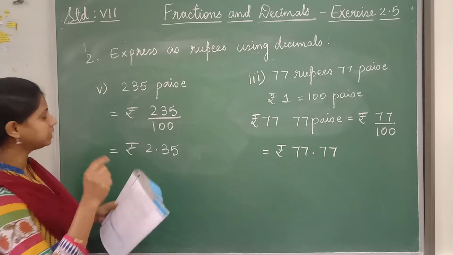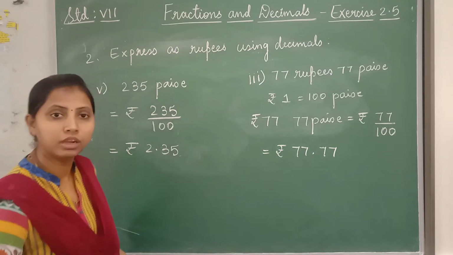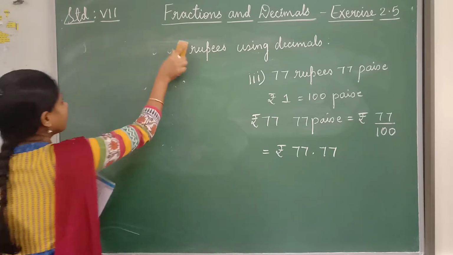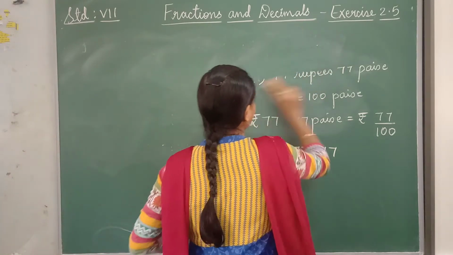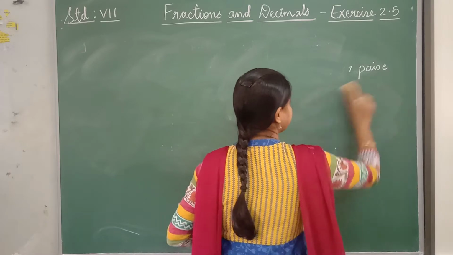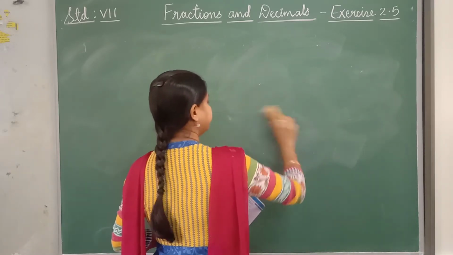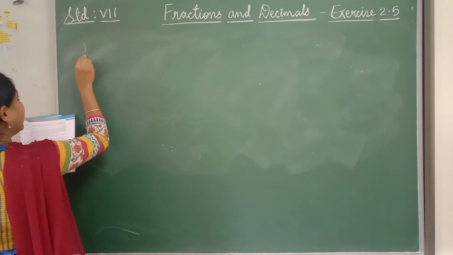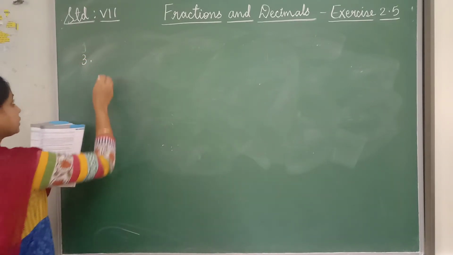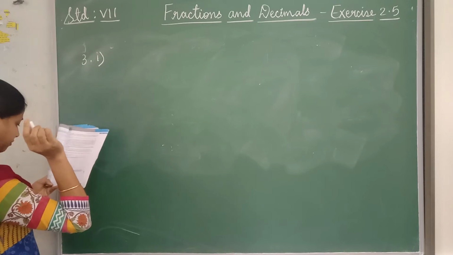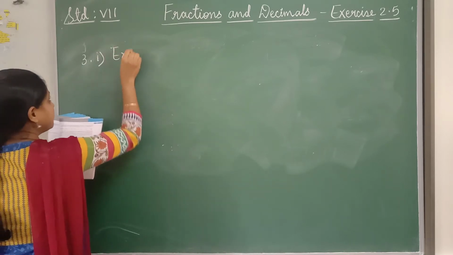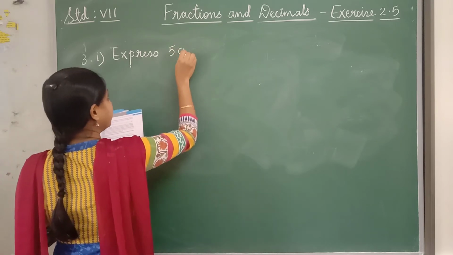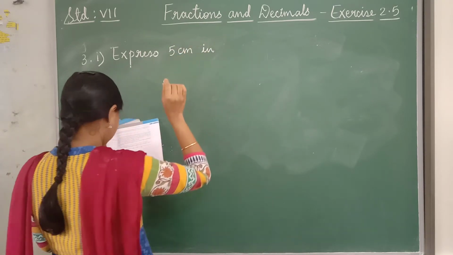Okay, children. So this was the second way. Now coming to the third way. The remaining sums from this way you can do by yourself. In the same way, you have to divide by 100. Third one: express. In that too, the first one is express 5 centimeter in meter.